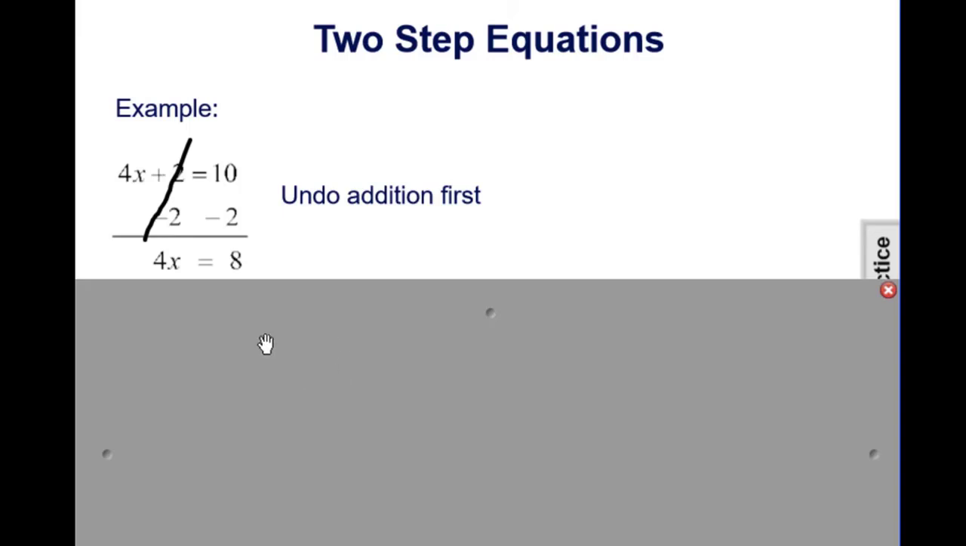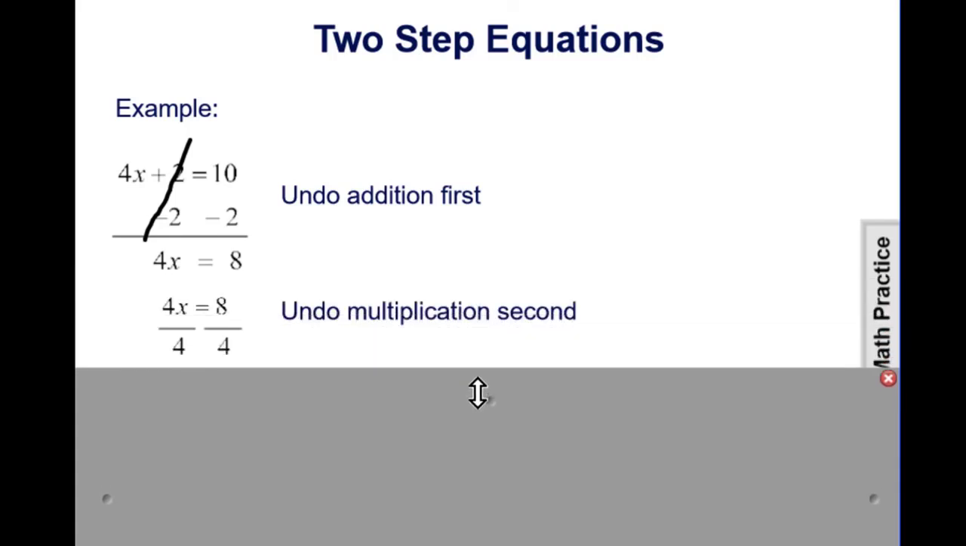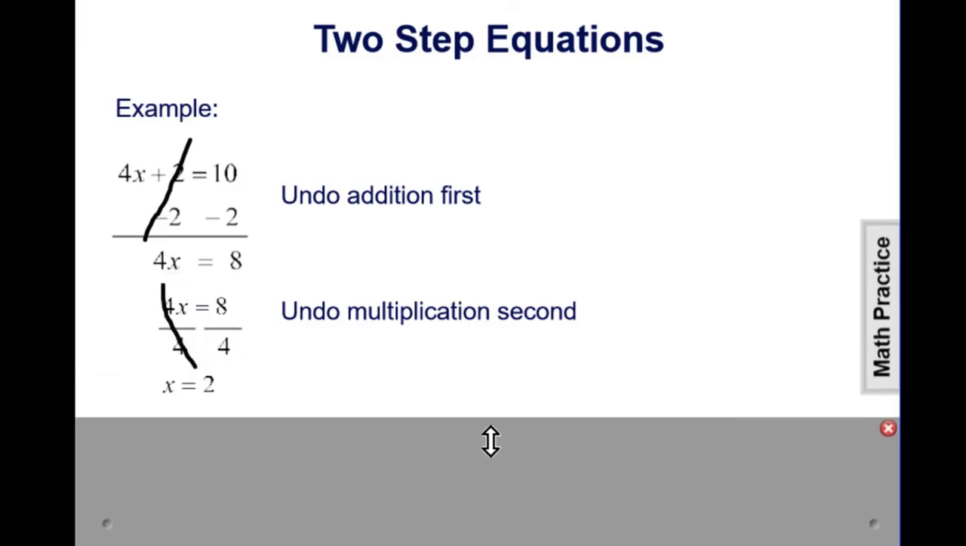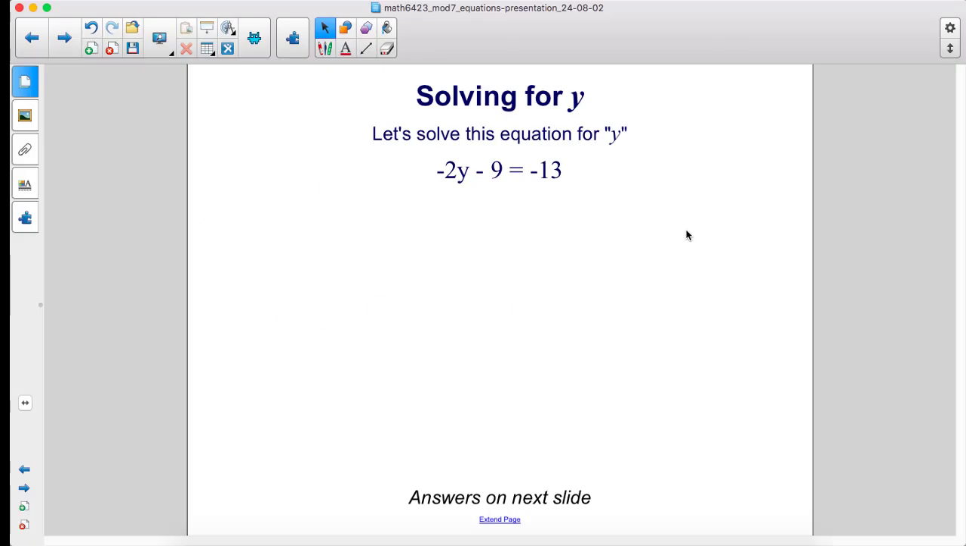Now let's look at division and multiplication. We have multiply by 4 times x. So we have to undo the multiplication second by dividing by 4 on both sides. That will cancel out the 4, leaving us with x equals 2. Remember, when solving, it's always important to know whatever you do to one side of the equation, you must do to the other to keep the balance.